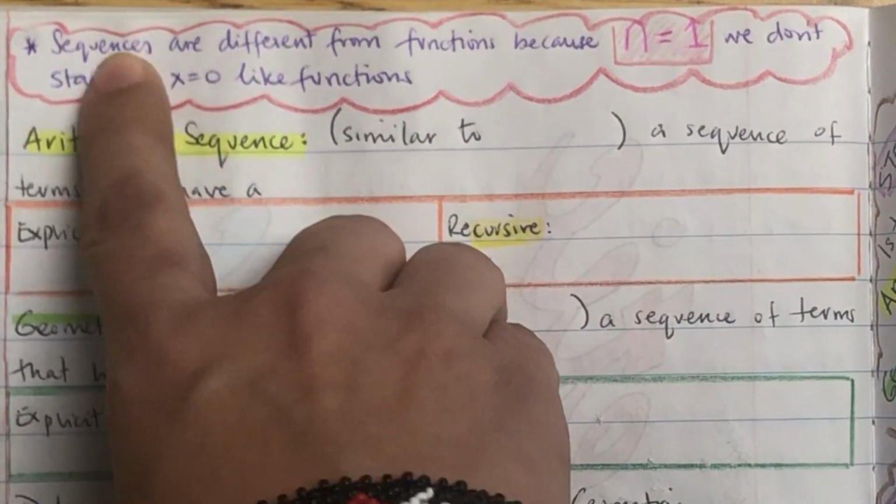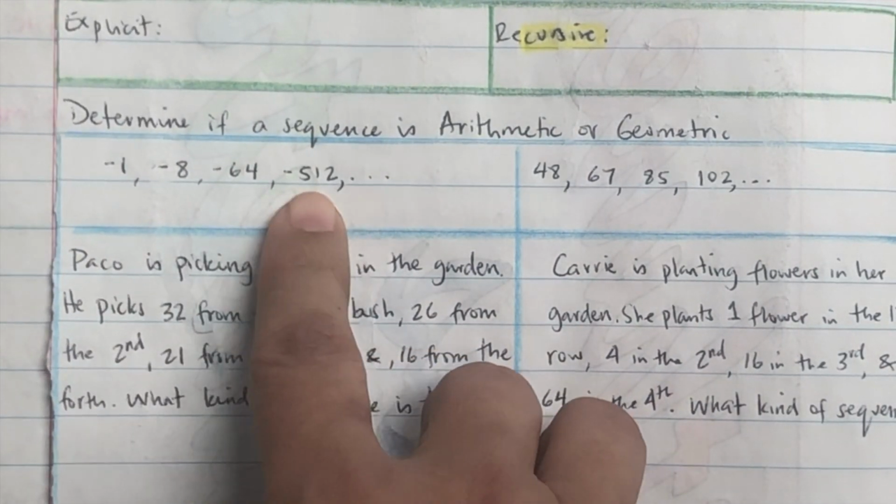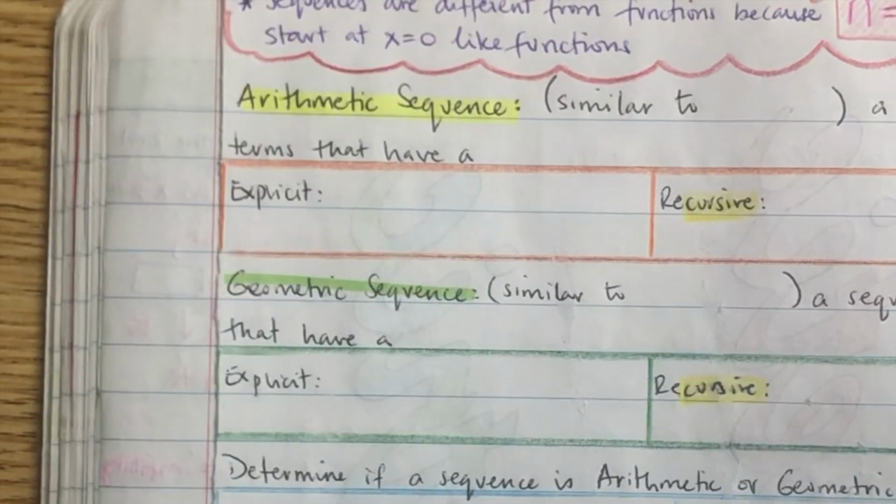Now, a sequence looks like this. It's just numbers separated by commas. There's no x and y. It's just numbers separated by commas. All right, so let's take a look at the first one.